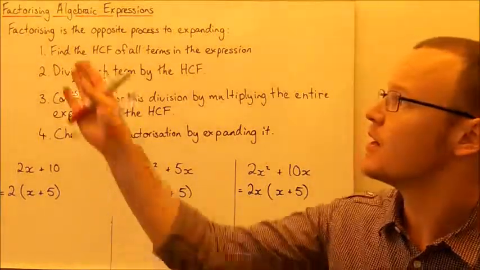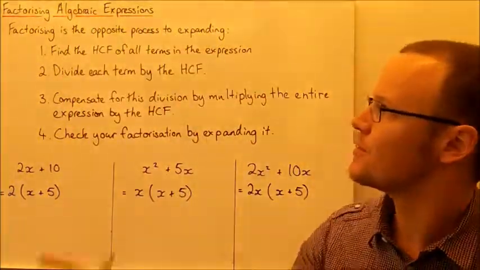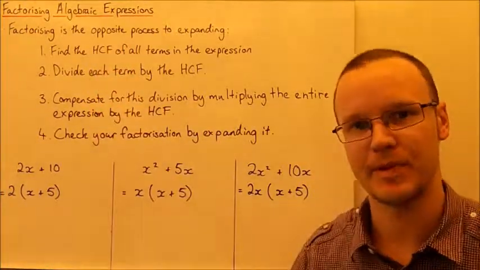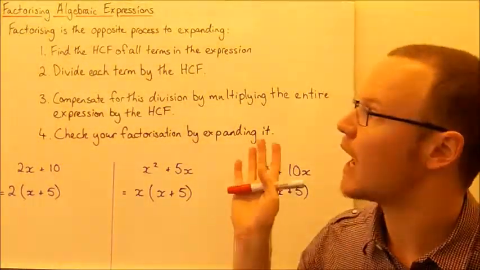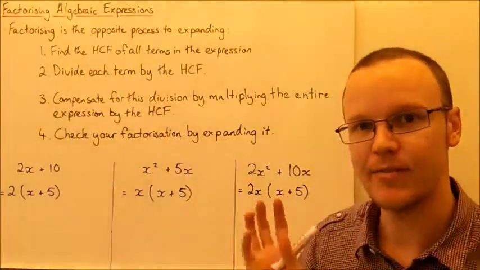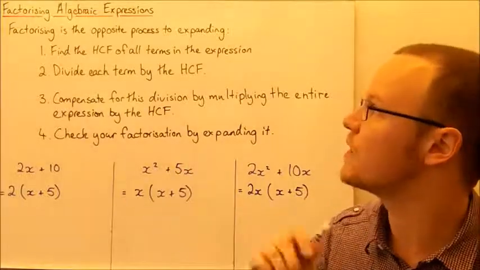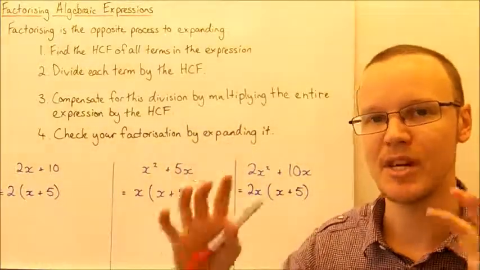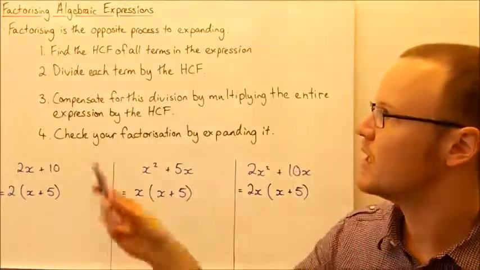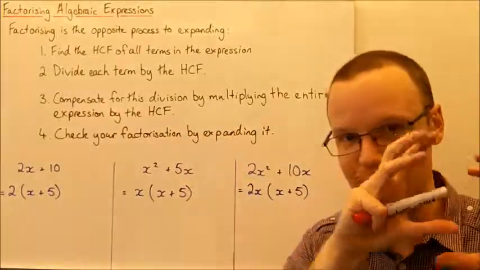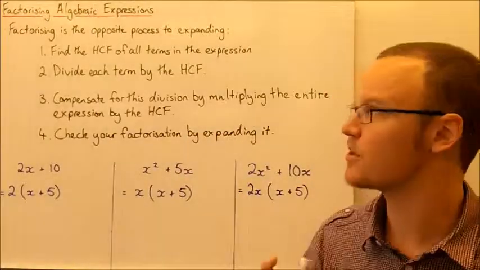Today we're going to look at factorising algebraic expressions. Factorising is the opposite process to expanding, and here are the steps we can complete to factorise an expression. Firstly, we need to find the highest common factor of all of the terms in the expression. It has to be the highest common factor of all of the terms if we're going to factorise the whole expression. Then, for the second step, we take each term and divide each term by the highest common factor.